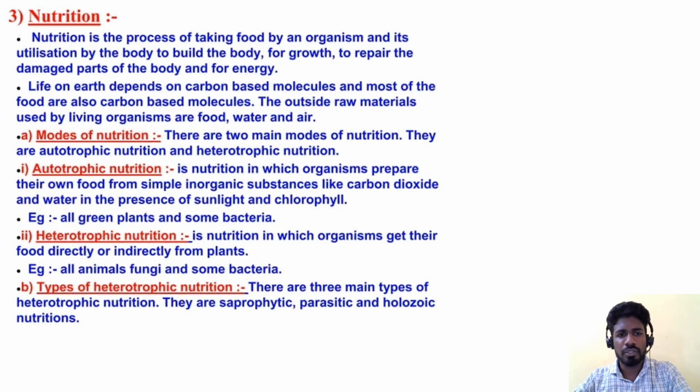In autotrophic nutrition, the organisms prepare their own food from simple inorganic substances like carbon dioxide and water in the presence of sunlight as well as chlorophyll. For example, all green plants and some bacteria have autotrophic nutrition. Heterotrophic nutrition is nutrition in which organisms get their food directly or indirectly from plants. All animals and some fungi and bacteria have heterotrophic nutrition. There are three main types of heterotrophic nutrition: saprophytic, parasitic, and holozoic nutrition.